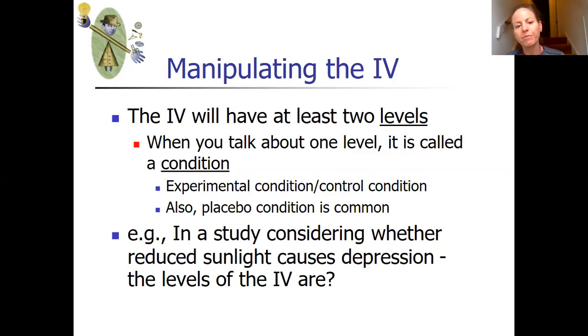So let's take, for example, a study considering whether reduced sunlight causes depression. The levels of the independent variable may be 0 sunlight, 2 hours of sunlight, 3 hours of sunlight, et cetera.